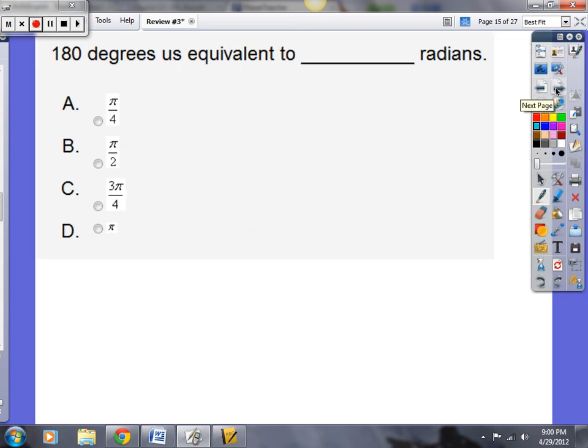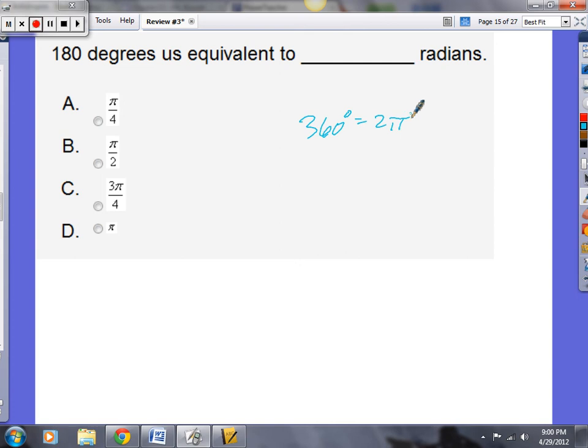180 degrees is equal to how many radians? 360 degrees equals 2 pi. 180 degrees equals pi. And we just barely did 90 degrees equals pi divided by 2. So it's going to be pi.